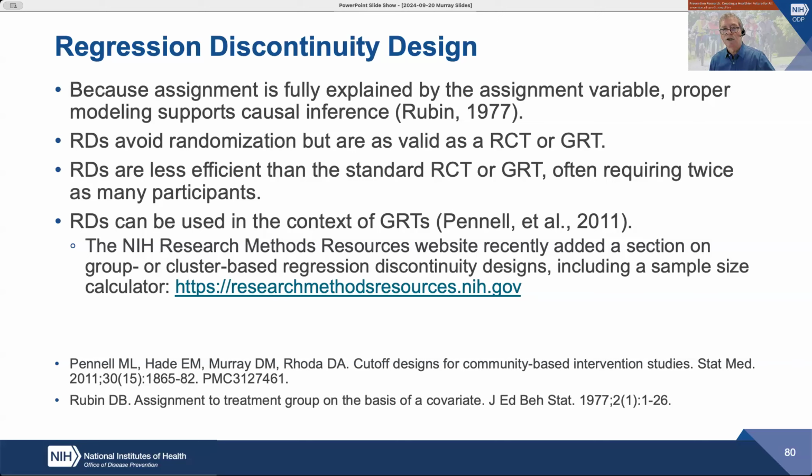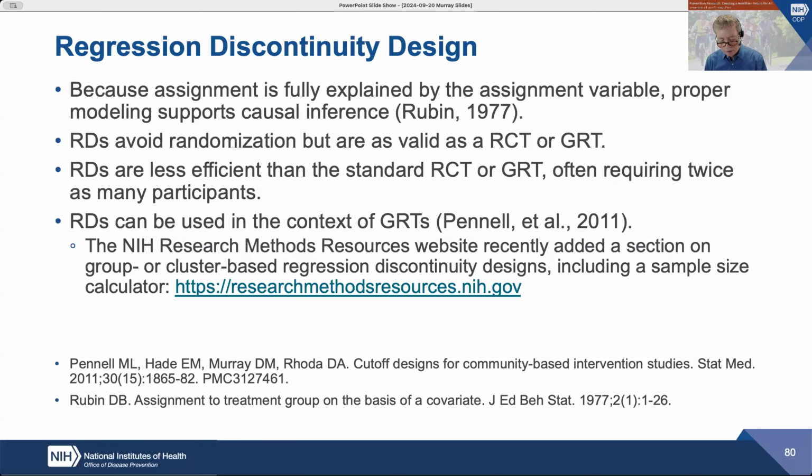Regression discontinuity designs don't have randomization, but they can give you as strong evidence for causal inference as you can get from an RCT or any other kind of a randomized trial. So they're terrific in terms of evidence for causal inference. The price, and I said there's always a price, they are less efficient than an RCT or a group randomized trial. They often require twice as many participants. So if you're in a situation where the participant cost is not so bad, you might be able to consider this.